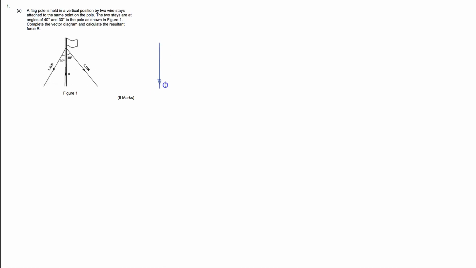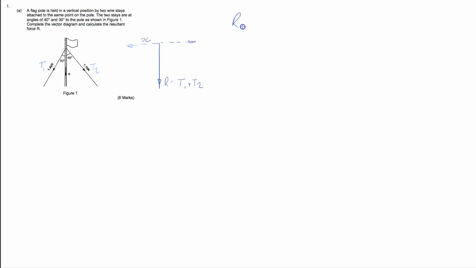So we can say R is equal to, if we call this T1 and T2, we can say T1 plus T2. And then we can say that there's also an x component. Oops, that's going to be vertical, horizontal. We've got an x component here. Right, so let's resolve away. Okay, so T1 cos 30.